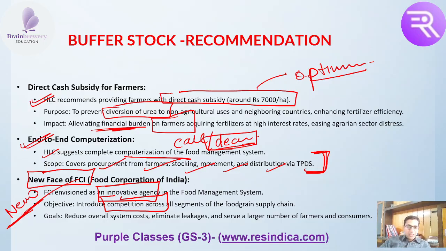So the FCI's role in the coming future has to do with overall system cost reduction and properly eliminating the leakages with the help of computerization, so that once you are able to properly manage the situation, you will be able to serve a large number of farmers and consumers all together.